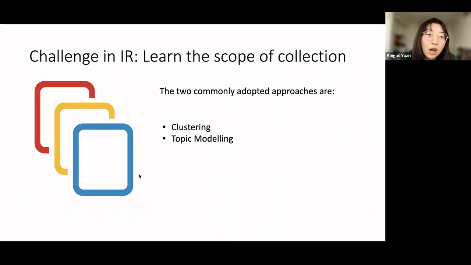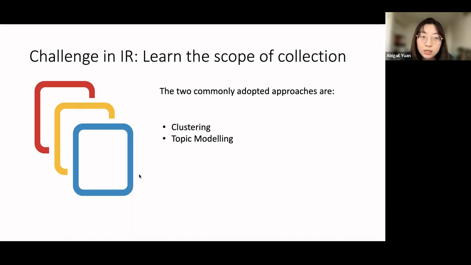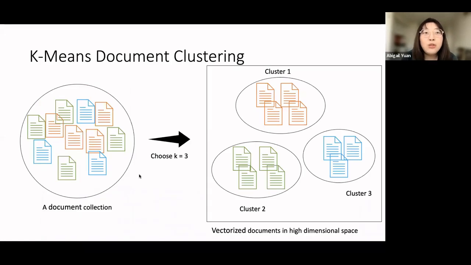There are two commonly used approaches to describe a collection. The first one is document clustering, and the second one is topic modeling. With the size of collections we are using today, because they are very large, usually we start with k-means clustering or other algorithms derived from k-means. So I'm going to introduce k-means quickly.